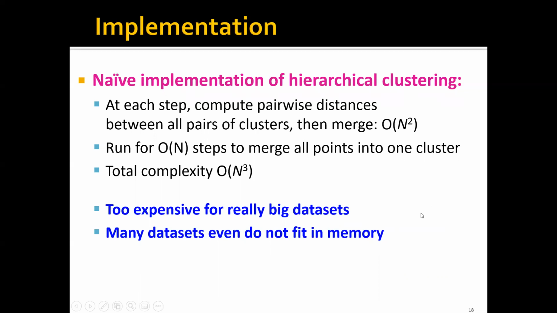Because remember, you want to compute the pairwise distances. Therefore, you will need to store a large n by n matrix. And for many data sets, it doesn't even fit into the main memory.